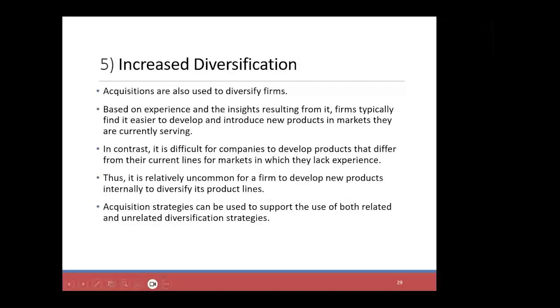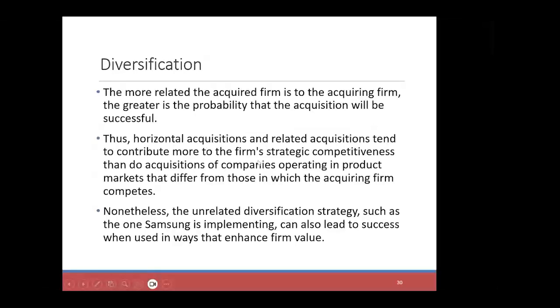Then, of course, diversification. We have already seen this logic in the previous chapter that firms diversify. When they diversify, they generally take the M&A route, especially if it is unrelated diversification. That is, if you are entering a product segment which is not familiar to you, then you cannot develop that product in house. You will have to acquire a firm.